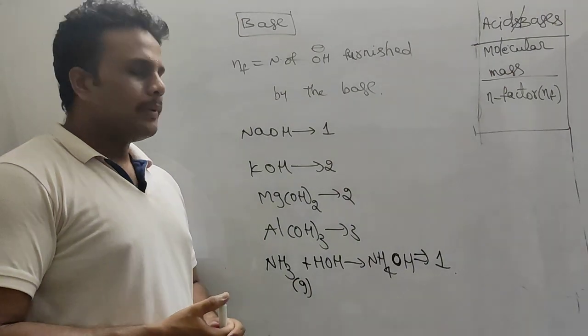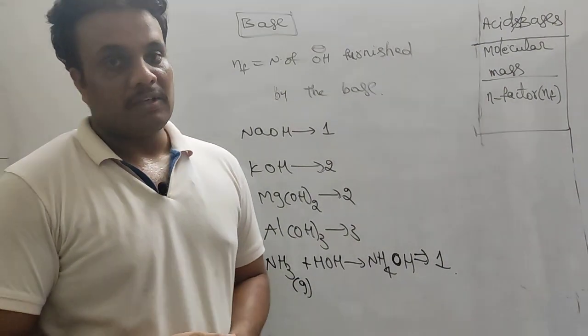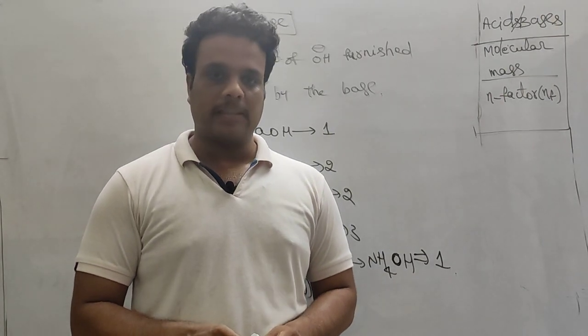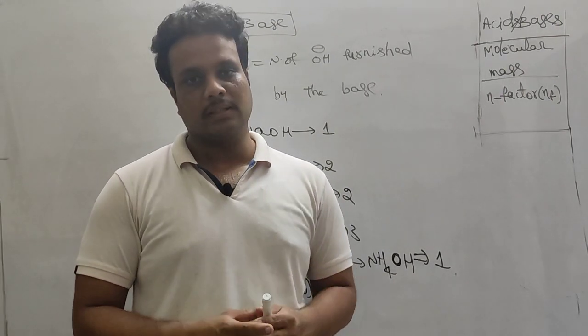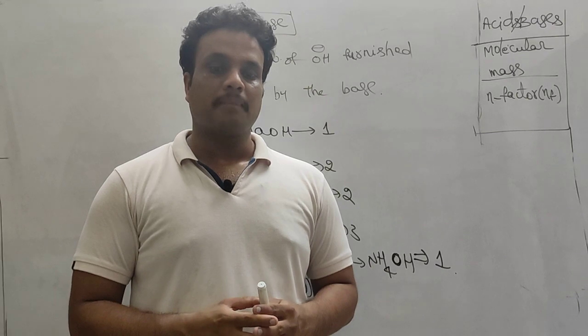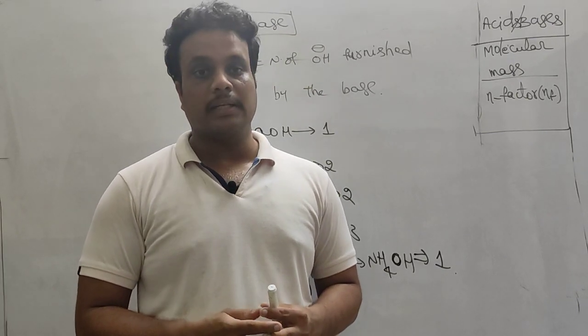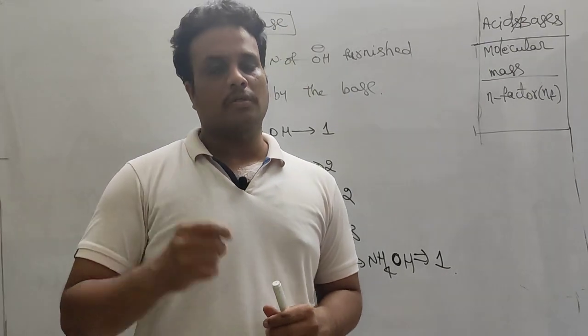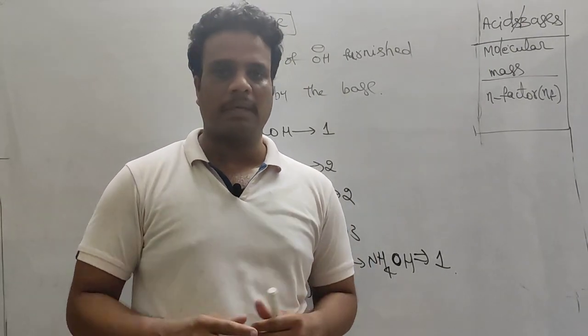I will make one more video in which I will explain the calculation of the n factor in redox reactions: oxidizing agent, reducing agent, and the n factor calculation of the oxidizing agent and reducing agent in disproportionation reactions, and the overall n factor of a disproportionation reaction. There is a separate video for that.